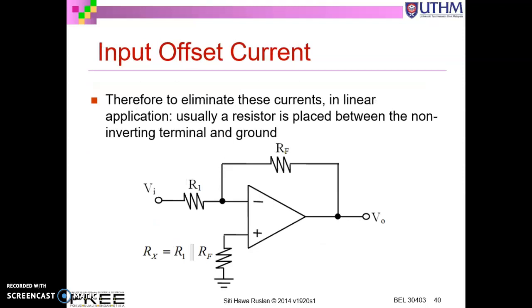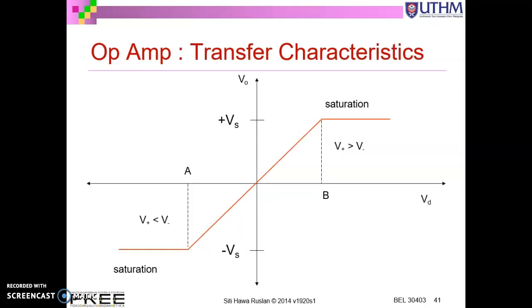To eliminate this bias current, since we said that I plus and I minus should be 0, usually we put an additional resistor over here, Rx, where the value of your Rx is your R1 parallel with your Rf. With this, we balance the current entering the negative terminal and the positive terminal. And this is the op-amp transfer characteristic.